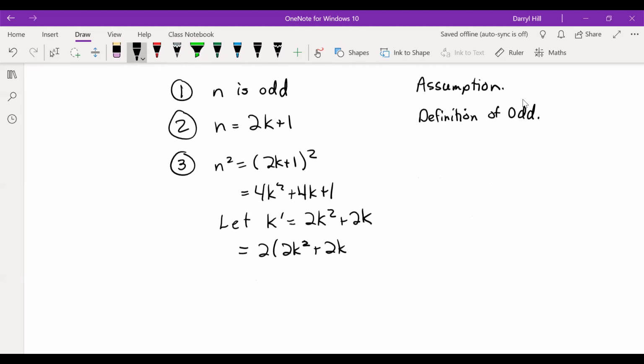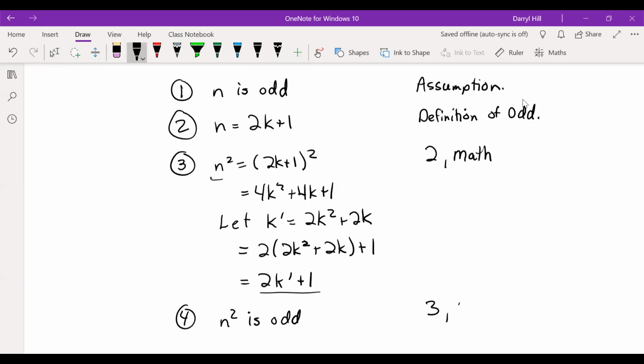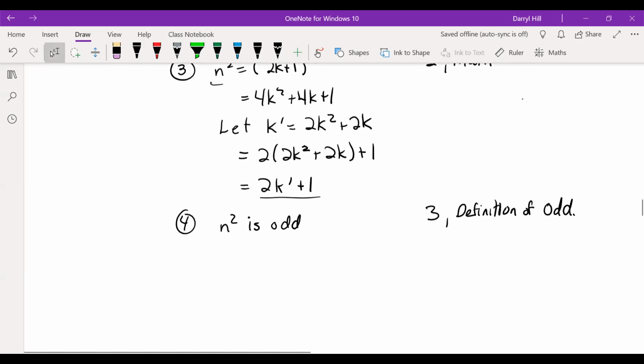I'm rushing through it because this is precisely the same argument that we used earlier, so hopefully you remember the broad points of this. This is just algebra. So n squared is equal to 2k prime plus 1. So we can say that n squared is odd, using the definition of odd. Right, so that's the first one proven.